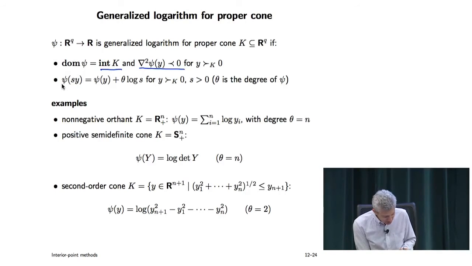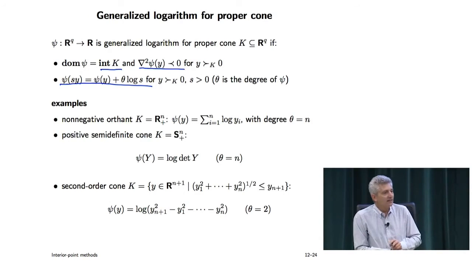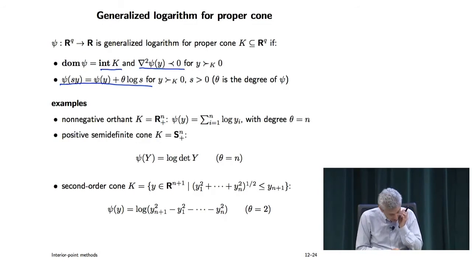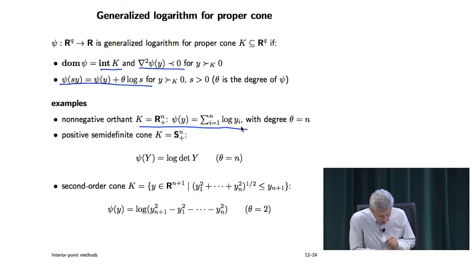Then here's the interesting one. Along any line, it has to look like a log. If you restrict it to a line going through the origin, log det is exactly the log. So it has to have the following form: if you scale it, there's an additive term, but there's a coefficient in front called theta. That's actually going to play a big role. It's called the degree of the logarithm, and we'll see what it's going to be. So here's the non-negative orthant, just to make sure this all makes sense.